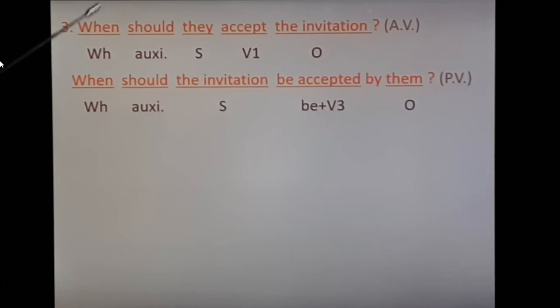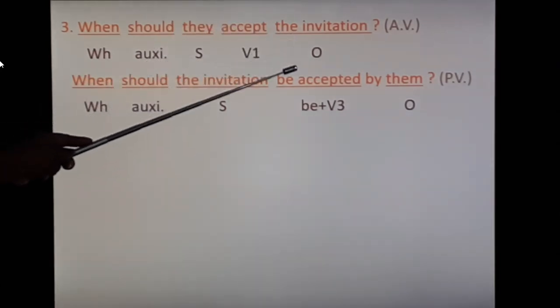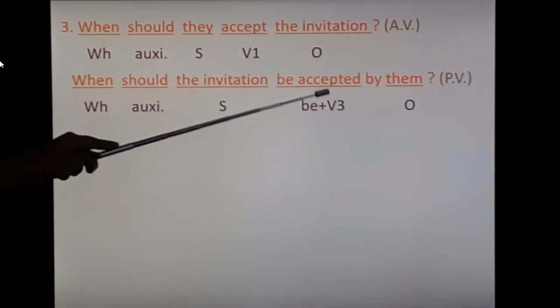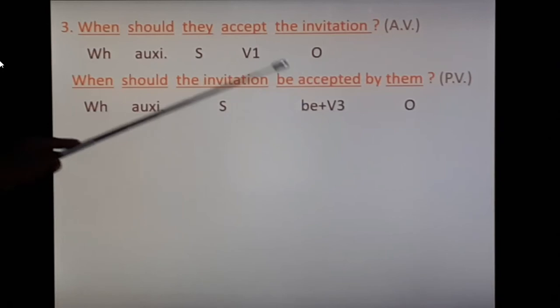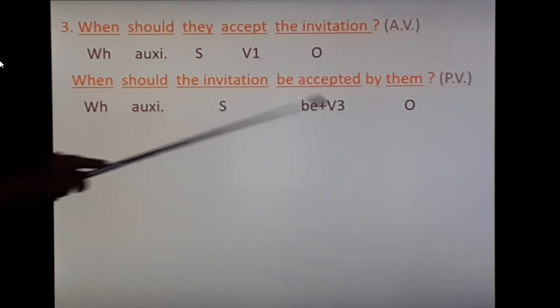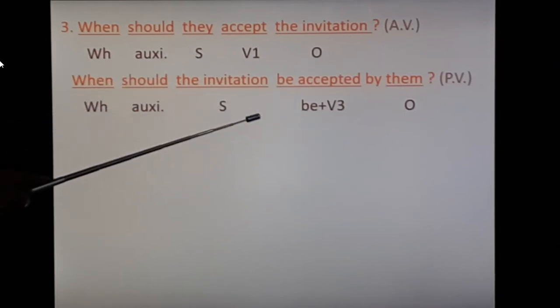Next, when should they accept the invitation? This is active voice. When, that is WH question, or you can say WH word. Should, auxiliary verb, they, subject, accept, V1 form, and the invitation, object. How to turn this to passive? When, same thing you have to write. Then write should, after that the invitation. Then be accepted. Accepted, that is V3 form of accept. Then by, and they becomes them in passive voice. So when should the invitation be accepted by them? This is passive voice.